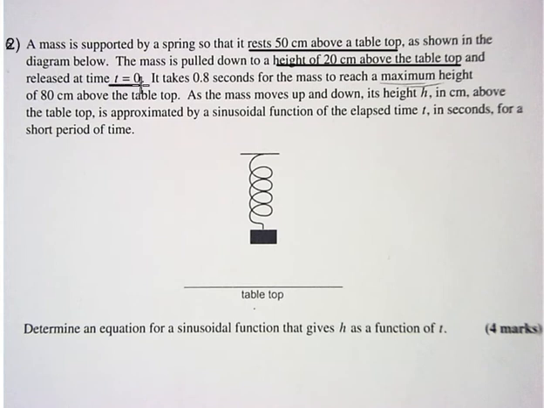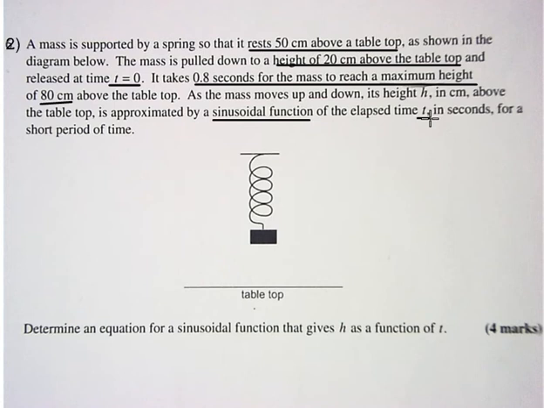It takes 8/10 of a second for the mass to reach a maximum height. And the maximum height it attains is 80 centimeters above the tabletop. As the mass moves up and down, the height h in centimeters above the tabletop is approximated by a sinusoidal function of the elapsed time t, underline t, for a short period of time. We are to determine the equation for the sinusoidal function that gives h as a function of time. And this was a 4-mark question on a previous exam.